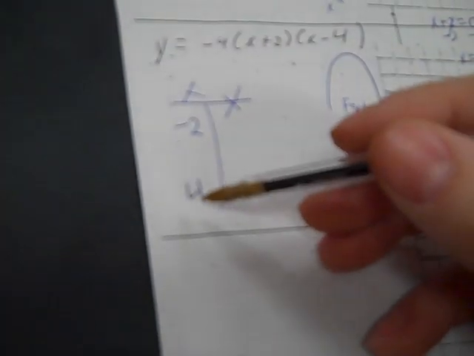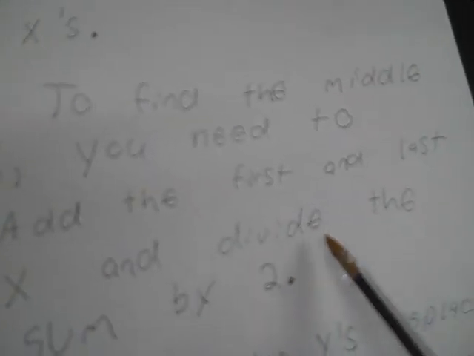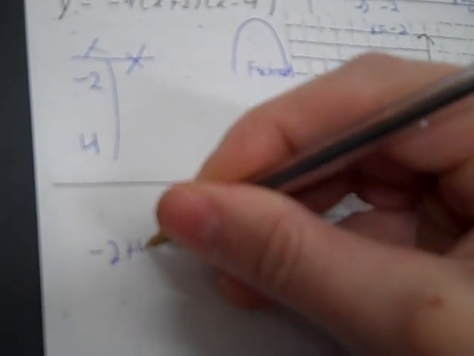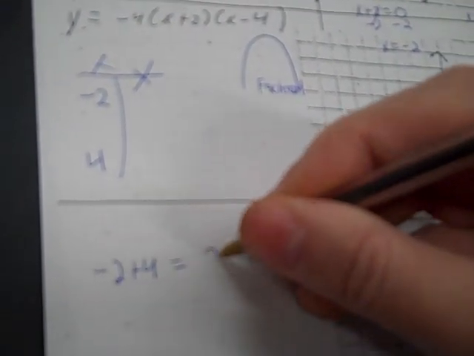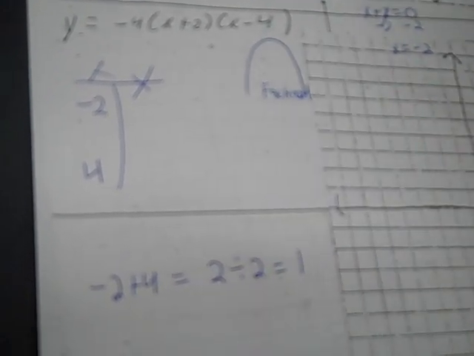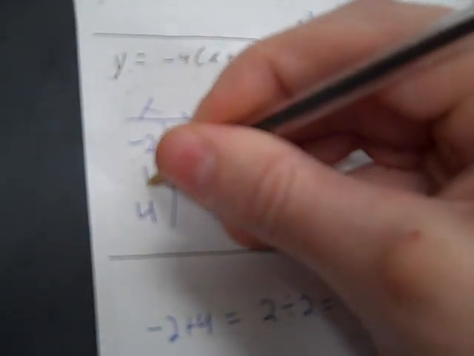And then to find the average, to find the middle x, you need to add the first and last x and divide the sum by 2. So I take negative 2 plus 4, that's equal to 2. But then I need to divide by 2, and that's 1. You're always dividing the sum by 2. I don't care what this ends up as when you add, it's divided by 2, so that's 1.